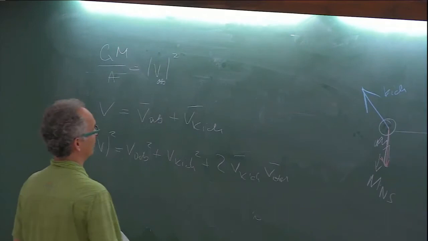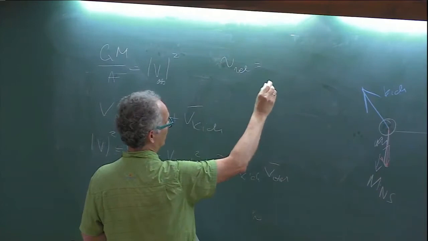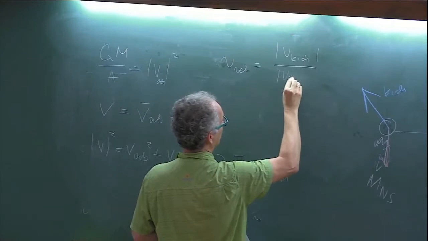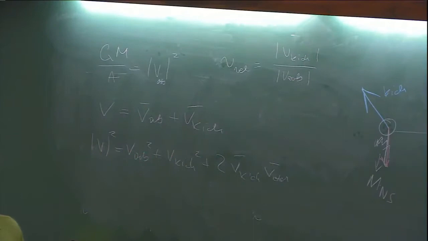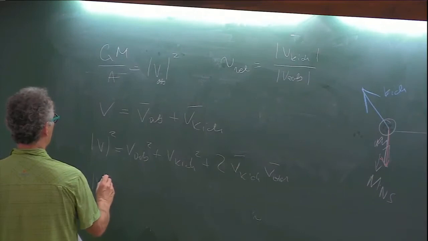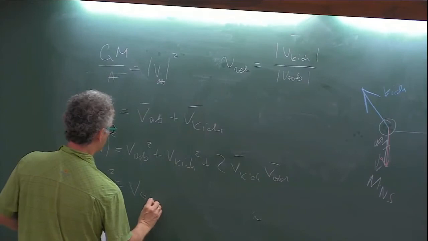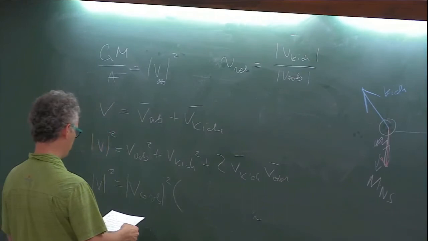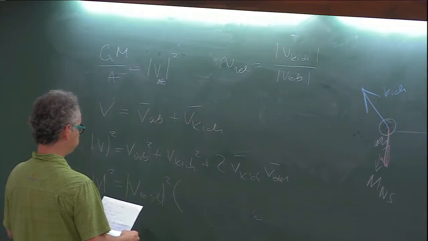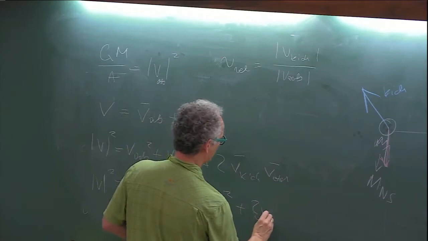Let's make our life a little bit simpler and introduce a dimensionless parameter, which is v kick divided by v orbital. It's the relative magnitude of the kick velocity in comparison to the orbital velocity, and that's a natural parameter to introduce because the orbital velocity is the natural value of the velocity. So we can write v squared as v orbital squared times 1 plus v rel squared plus 2 v rel cosine theta.